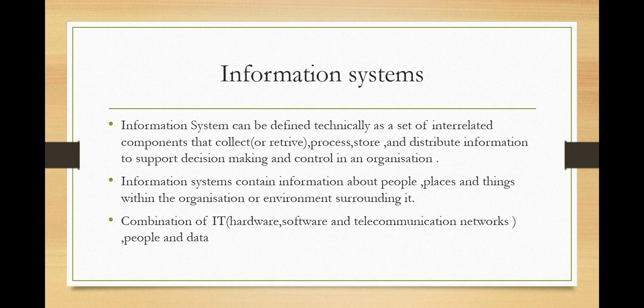So if that is the case, then we can have another definition. We can define information system as a combination of hardware, combination of software and telecommunications networks that people build and use to collect, create and distribute data or information in an organization setting. So that is the meaning of information system.